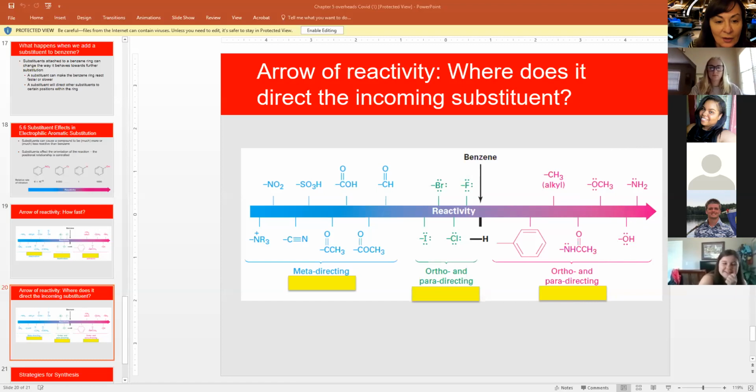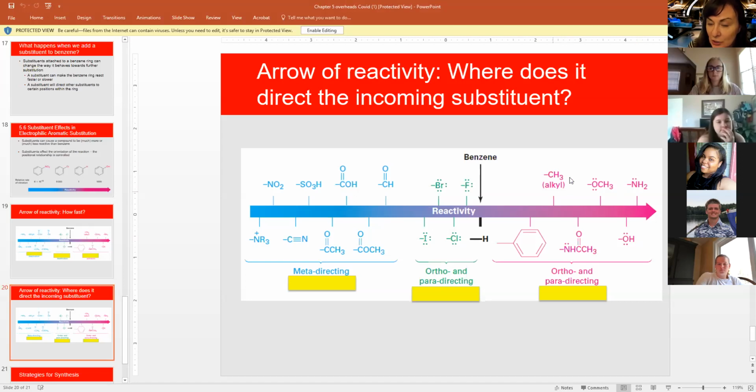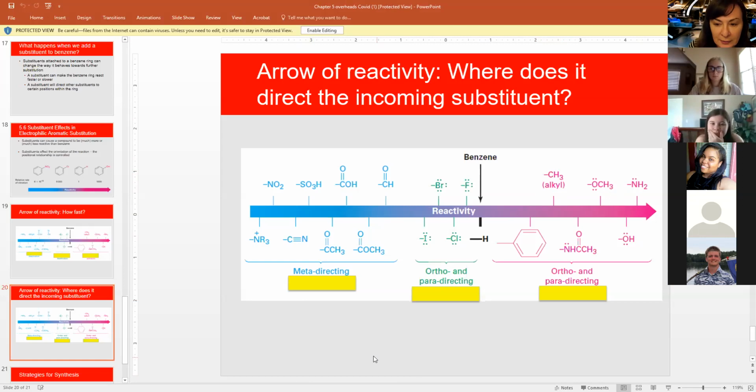What kind of substituents are we looking for in the arrow of reactivity? One of them was a phenol, is that right? Is there an OH group? Yes. Another one was a CH3, an alkyl group. Yep. What else did we have? Was it a chlorine? Yes. Here's chlorine right here. And the last one, did it look like this? Was it a ketone? Yeah, there was a ketone. Okay.